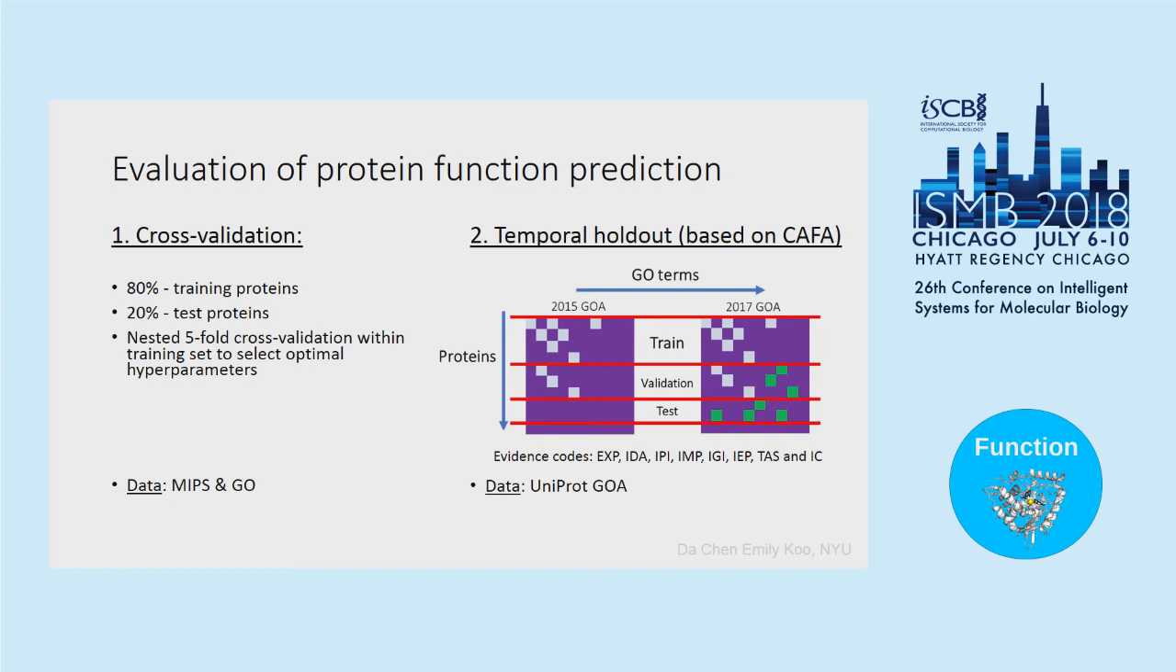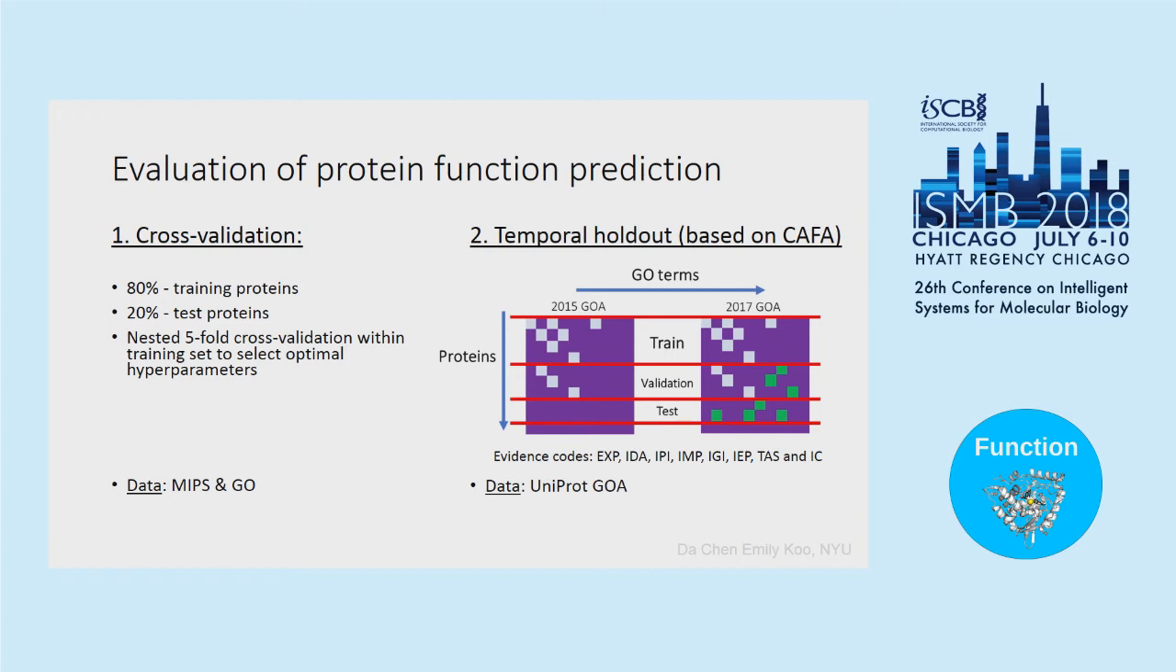The second evaluation strategy is more realistic and more CAFA-like, which we call temporal holdout. We download annotations from 2015 and 2017 from UniProt GOA, and we divide the set of proteins in the following way. The training proteins are those whose annotations did not change between 2015 and 2017. The validation set are proteins that had some annotations in 2015 but also gained new annotations in 2017. The test set are proteins that didn't have any annotations in 2015 but gained new annotations in 2017.